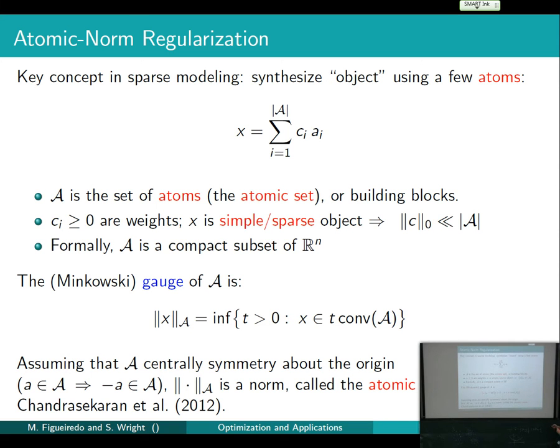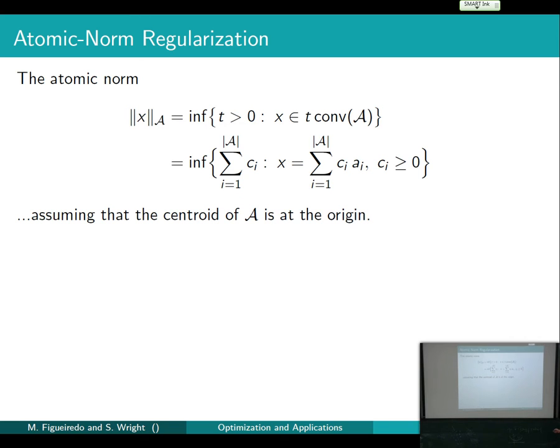But we can define a norm of a given x by taking the minimum t such that x belongs to t times the convex hull of A, A being the set of atoms, all right? So I'm going to assume that A is centrally symmetric about the origin. So in fact, if I'm dealing with Rn, the atomic set should be all the unit atoms and their negatives, okay? Because for convenience, I like to think of all these coefficients, Ci, as being non-negative. Okay, so we can define a norm like this.